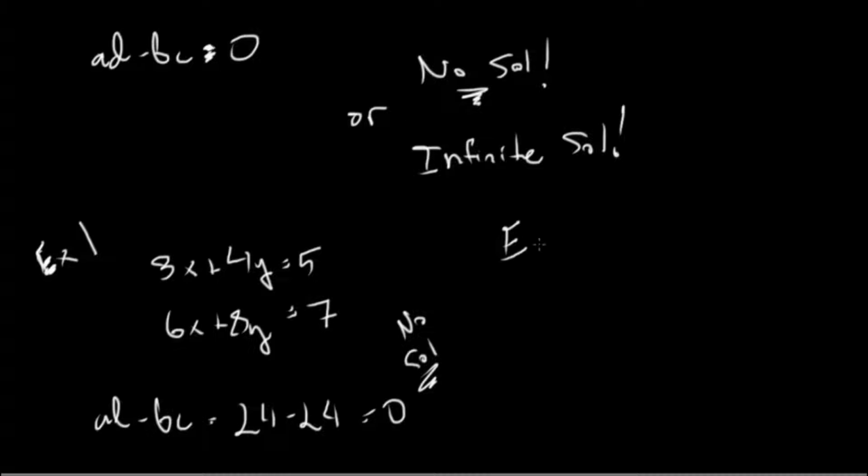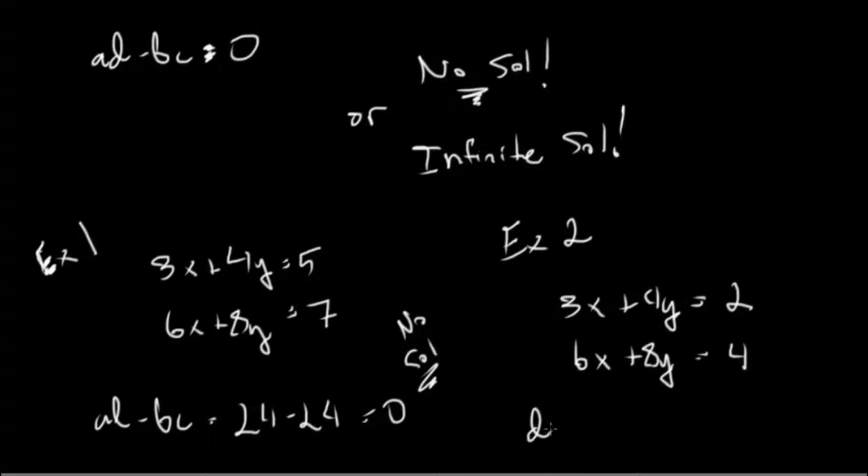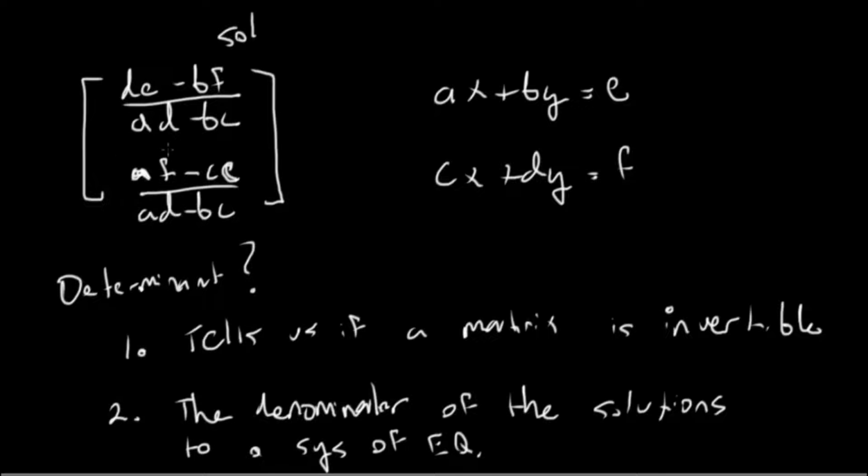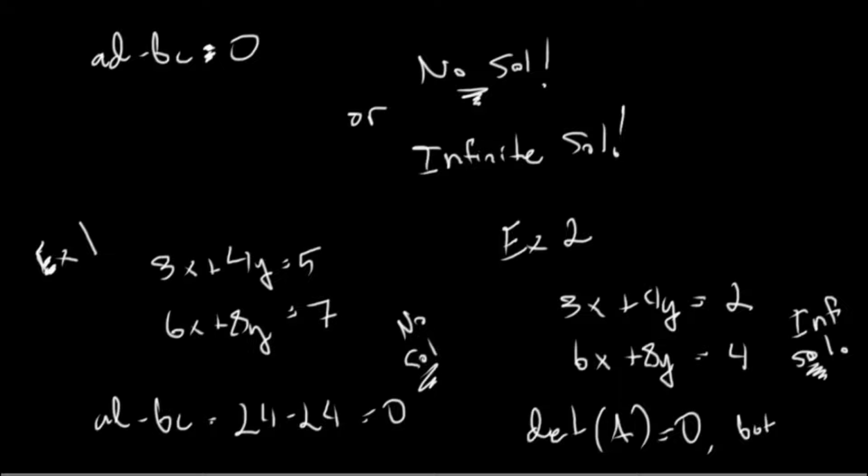But I could just as well look at the equations 3x plus 4y and 6x plus 8y and set those equal to things that are also parallel. So 3, 6, 4, 8, let's go ahead and say 2, 4. The determinant of my coefficient matrix is 0, but there are infinite solutions. So just keep that in mind. AD minus BC, if you're memorizing this for some silly reason and you are quick to think that there are no solutions, there might actually be an infinite number of solutions, as in this example over here.